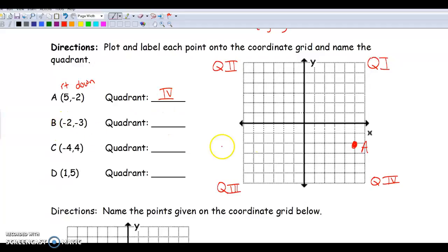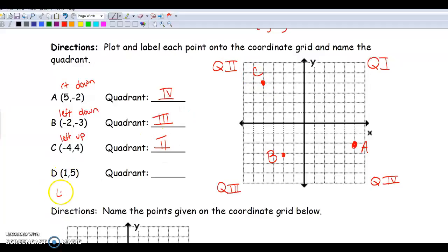-2, -3 means we're going to be going to the left 2 and down 3. So we go left 1, 2, down 1, 2, 3, and we put B there. And that's in quadrant 3. All right, -4, 4, that means we're going to go left, and then we go up. So we go left 1, 2, 3, 4, up 1, 2, 3, 4. Okay, you put a C, and that's in quadrant 2.